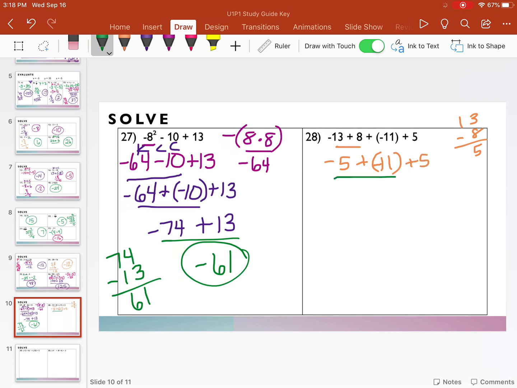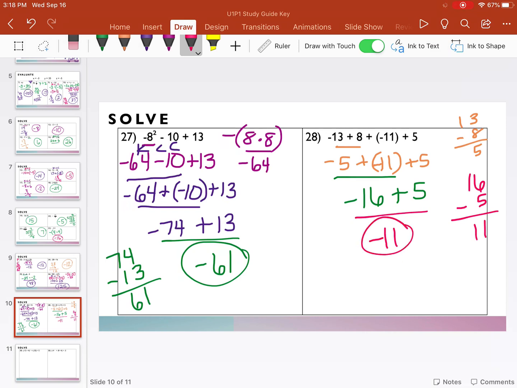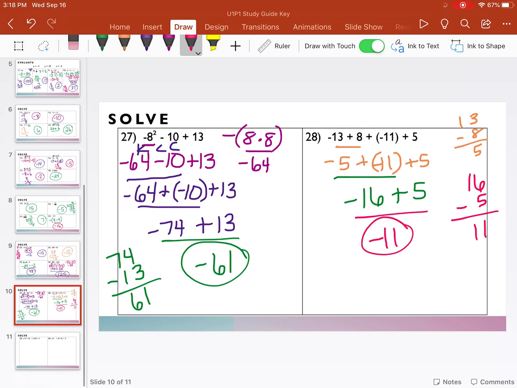Okay, then I do my next step. Negative 5 plus negative 11, same signs, add and keep. So this is negative 16 plus 5. Then I can do that step. They are different signs, so different signs subtract. So I'm doing 16 minus 5, which is 11. The larger number was the 16, so negative 11.